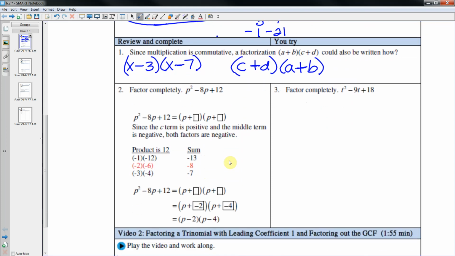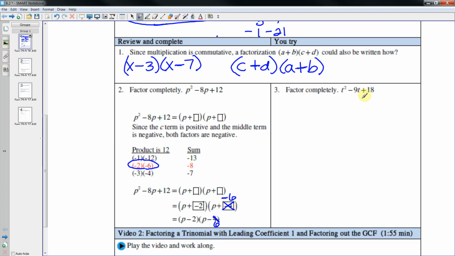While I'm thinking about it, on this page, if you have a matching page and you're following along, there's a mistake on this page. The negative 2 times negative 6 was the right combination, and then they came down here and wrote the wrong number. That should be a minus 6 right there. They found the right combination right here. They just wrote the wrong number when they wrote it down at the bottom. So I didn't want that to confuse you.